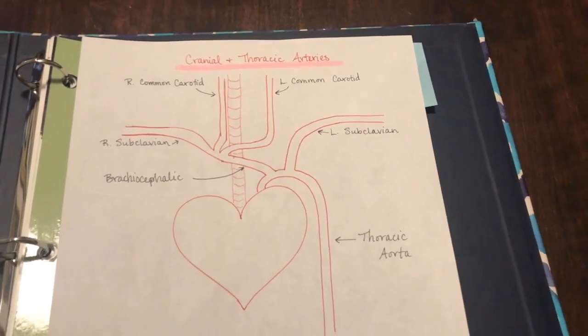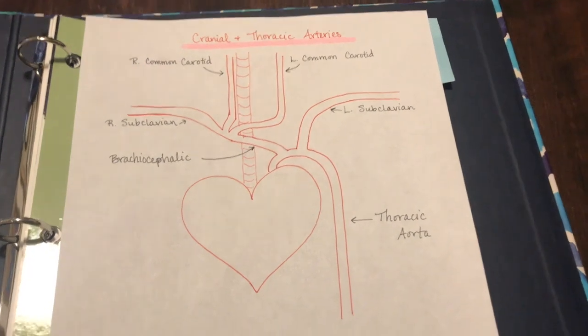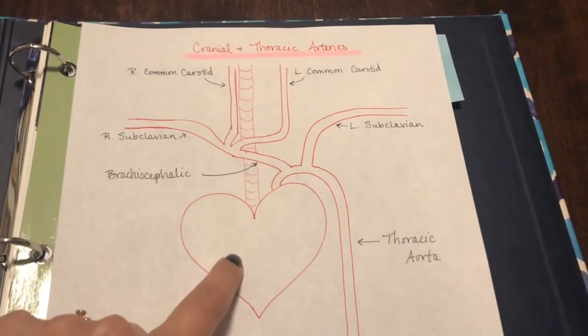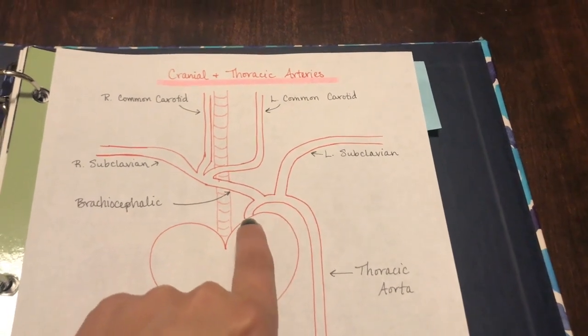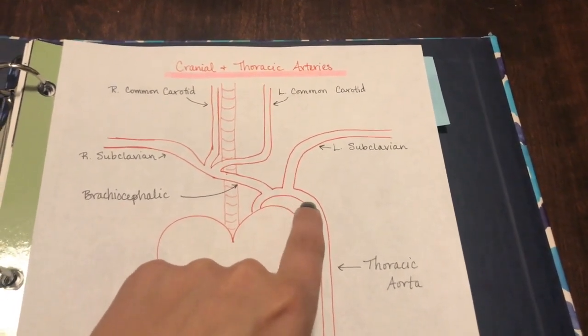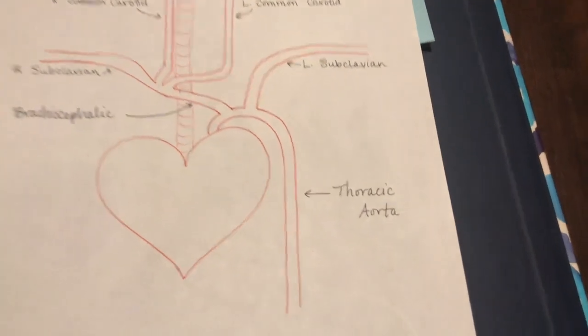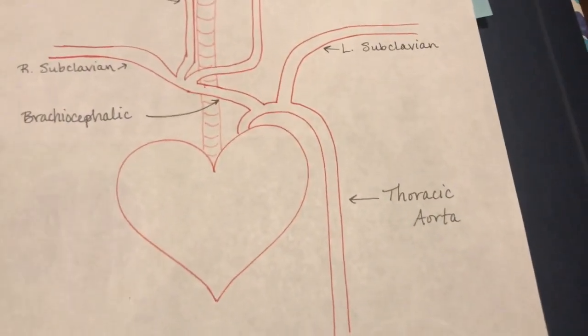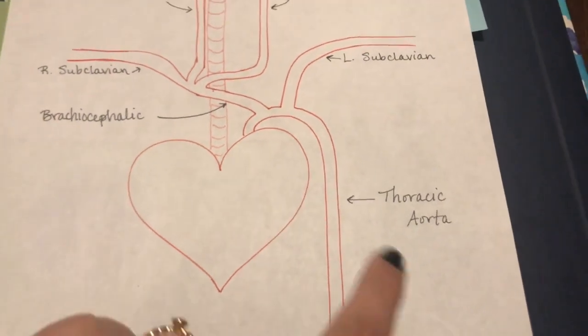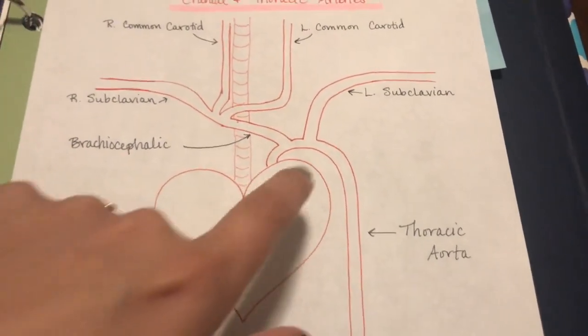So for these arteries, we'll just go ahead and start off. The first thing that I do is draw out my heart, and then I immediately draw my aorta. So this you could call the aorta or the aortic arch. And I immediately have it plunge downward towards the rest of my thoracic cavity, and then down to the abdominal. So here's our thoracic aorta.